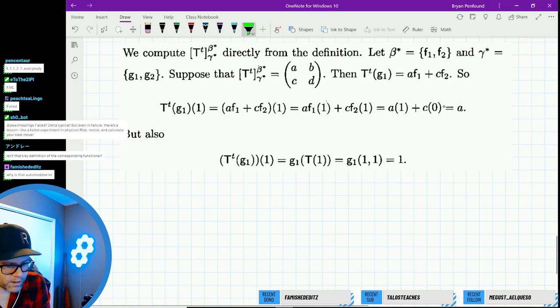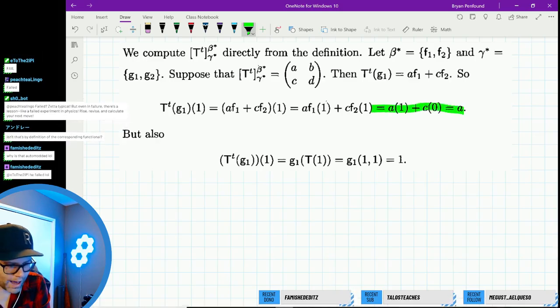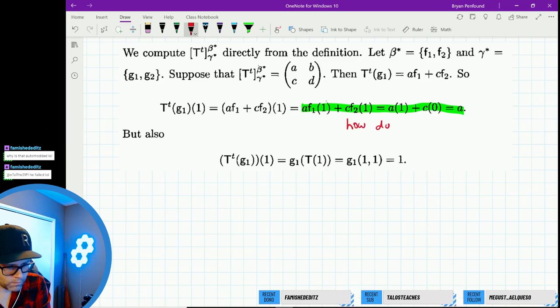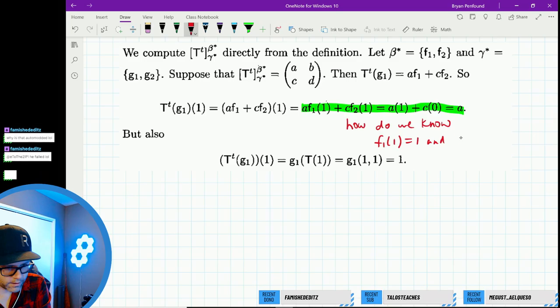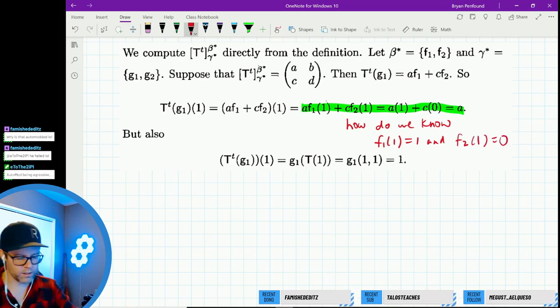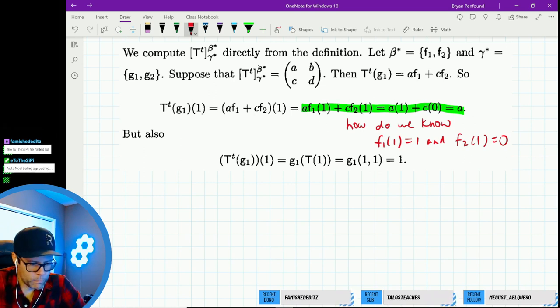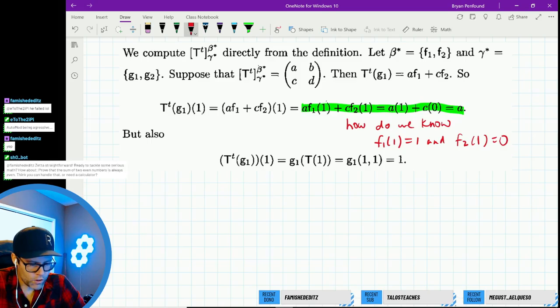So my question that I need to pose is how? How do we know that F1 at 1 is 1 and F2 at 1 is 0? Oh, is this Kronecker delta? This is Kronecker delta, isn't it?